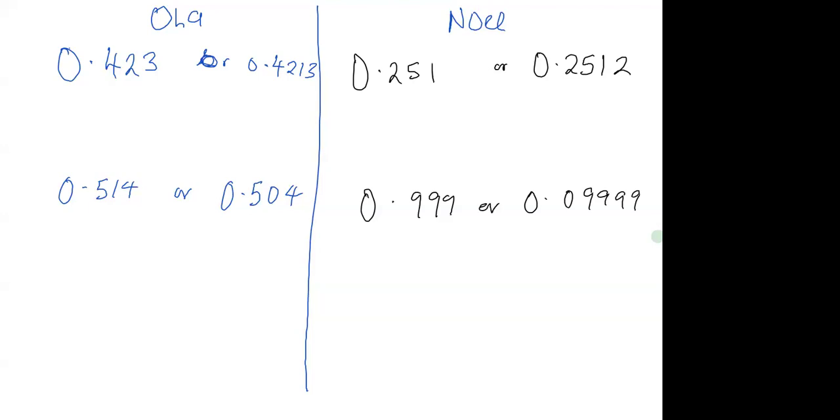0.251, 0.252, 0.999, 0.09999. So can you do it now on the screen? Can you turn the screen? Then I'll be able to see the answer separately. So I put the two people in the class on different questions, so you can see I circle the questions when you are done with it.